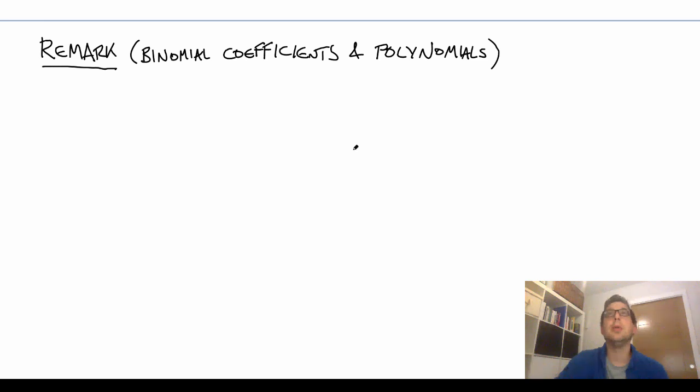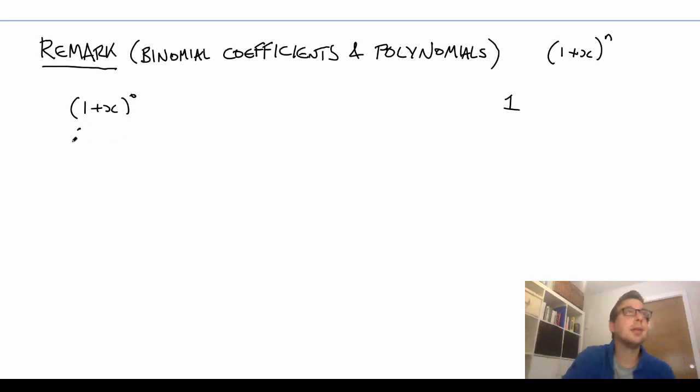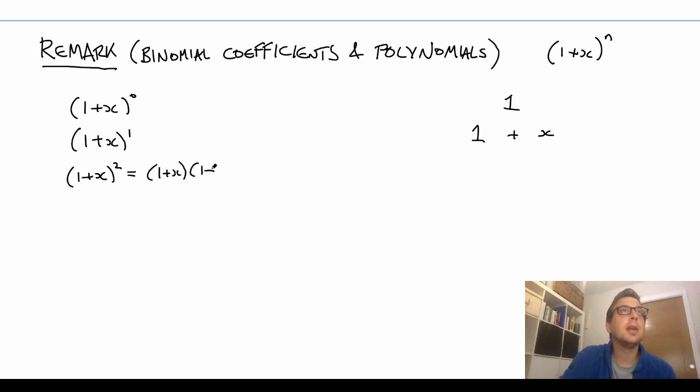Okay, so what I'm going to do is take 1 plus x and put it to some power of some integer n. So let's start with 1 plus x to the power of 0, which we know is equal to 1. Next, 1 plus x to the power of 1 is just 1 plus x. Then 1 plus x squared, which is equal to 1 plus x times 1 plus x.